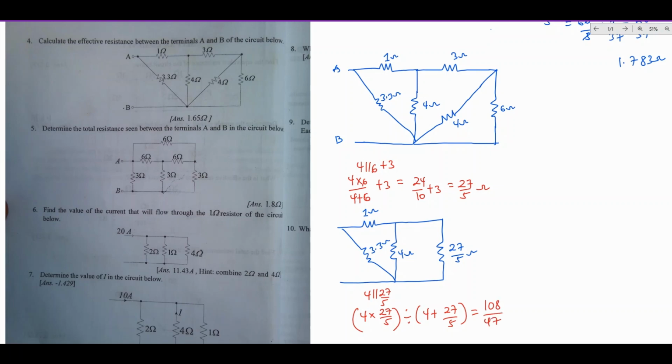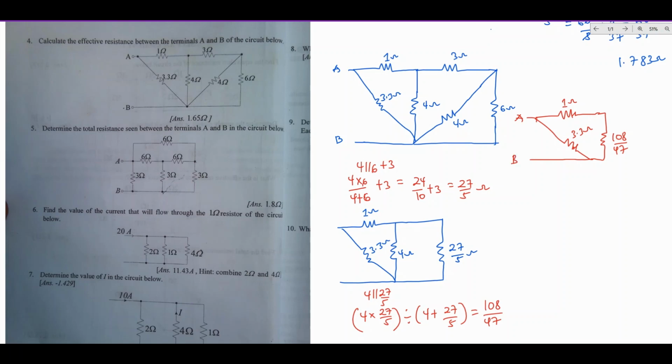So at the end, we are just going to have a circuit like this. This will be the circuit now. We're going to have the 108 on 47 here, and then we're going to have 1 ohm here, and then we're going to have 3.3 ohms here. I have to clean this from here. So this is terminal A, this is terminal B.